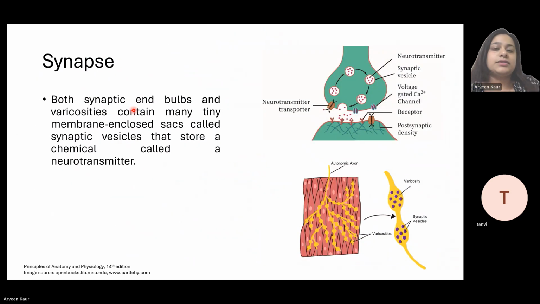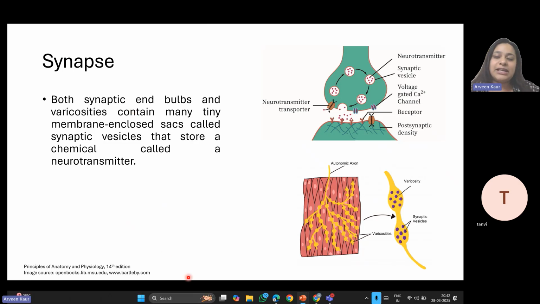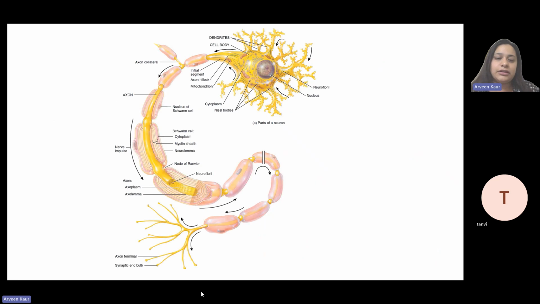Okay. So there is a slide that is missing that was basically introducing what varicosities are, and what bulbs are. Since that slide itself is not present, I will just introduce it like that. So the synaptic ends, over here, you can see that there are axon terminals.